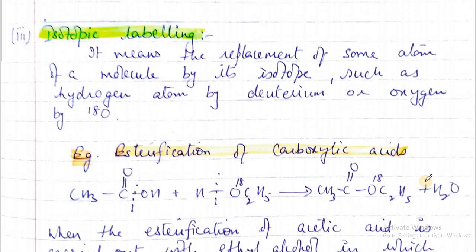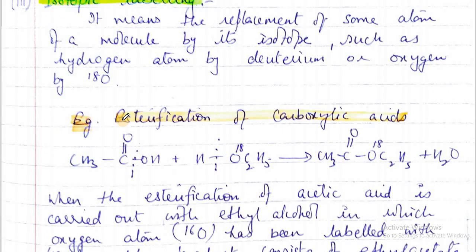So next is isotopic labeling. In isotopic labeling, some atom of a molecule is replaced by its isotope. That is called isotopic labeling. That is, a hydrogen atom can be replaced by deuterium, or oxygen 16 can be replaced by oxygen 18. So a particular atom is replaced by its isotope, like hydrogen by deuterium or oxygen 16 by oxygen 18.